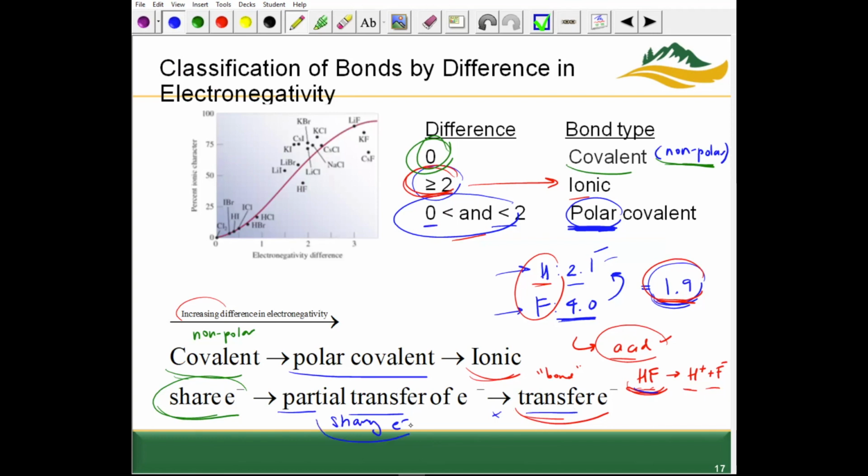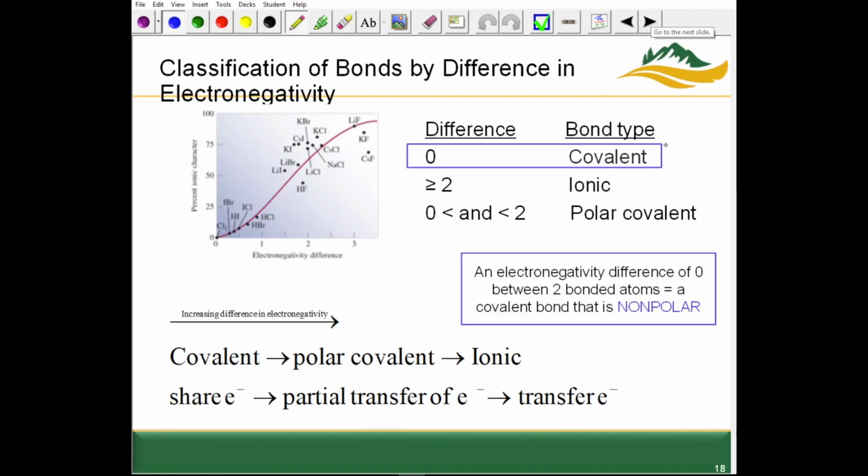They're still sharing electrons, just somewhat unevenly. So fluorine is sort of hogging more of that electron density than hydrogen. So it's a partial transfer, but not a full transfer. They're still sharing electron density within that bond between the 2 atoms. And so again, as mentioned, these covalent bonds where there's a 0 difference in electronegativity between the 2 atoms, that's what we call a nonpolar bond.